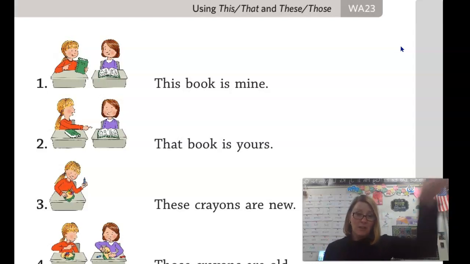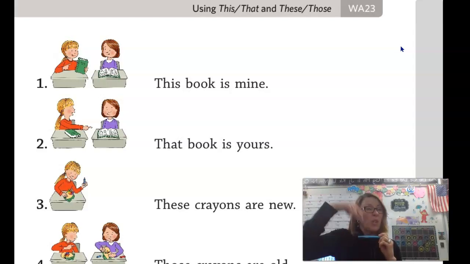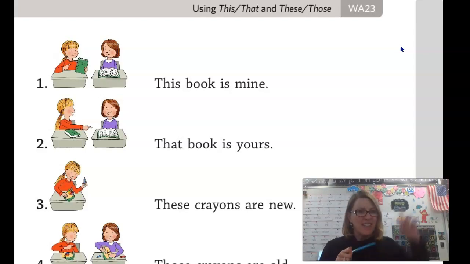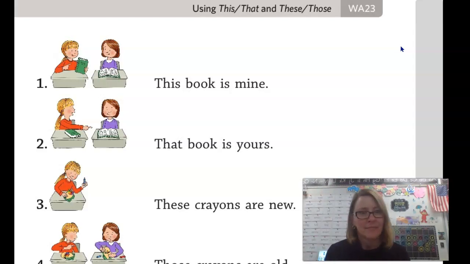Now, if the person was way across the room and I was holding the blue pen, I would say, this is the blue pen. And they would say, that pen? And I'd say, this pen. Isn't that silly? It has to do with distance. What a funny thing that is. And then we use the words these and those when we're talking about more than one of something, okay? And I'll show you what that means.